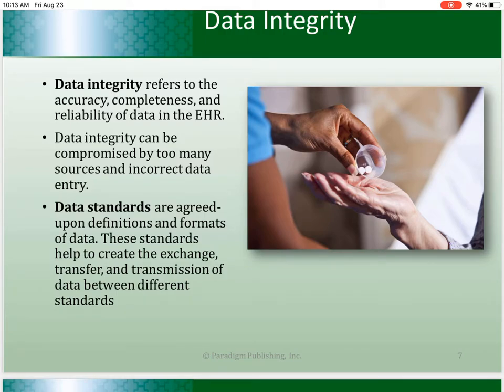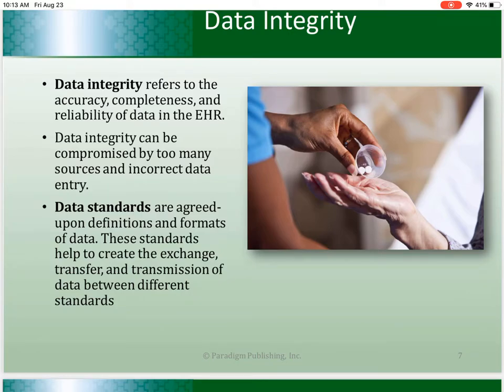All right, moving over to 271, data standards. These are agreed upon definitions and formats of data. Interoperability is a key component to data standards. Data standards are important for bringing data into a common format to allow for sharing, which aids in patient care. Data standards help to create the exchange, transfer, and transmission of data between different systems. And so remember, data standards is almost similar to having that data dictionary. It kind of spells out how your data format should be.